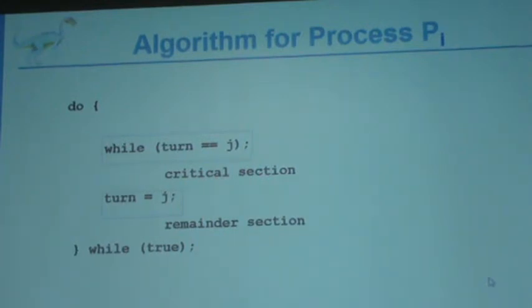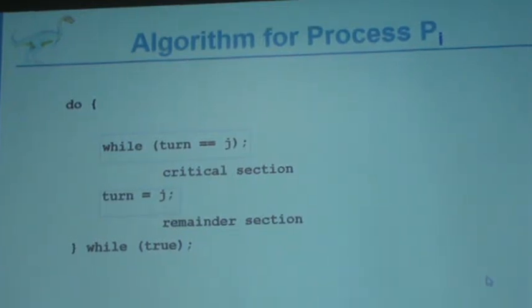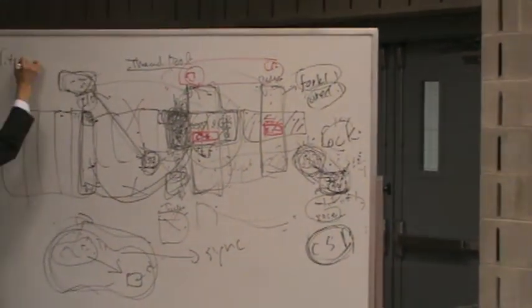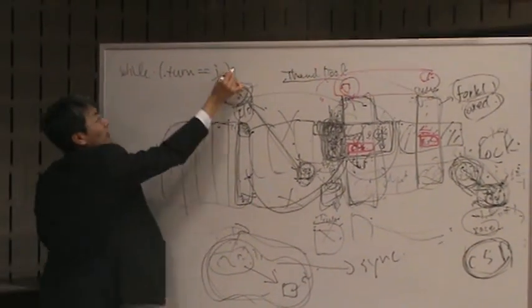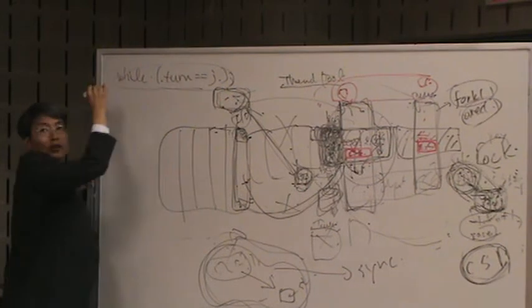Who is taking the key? Process J. It's a while loop. Don't be confused by such code. While turn is J, it means it's an infinite loop.